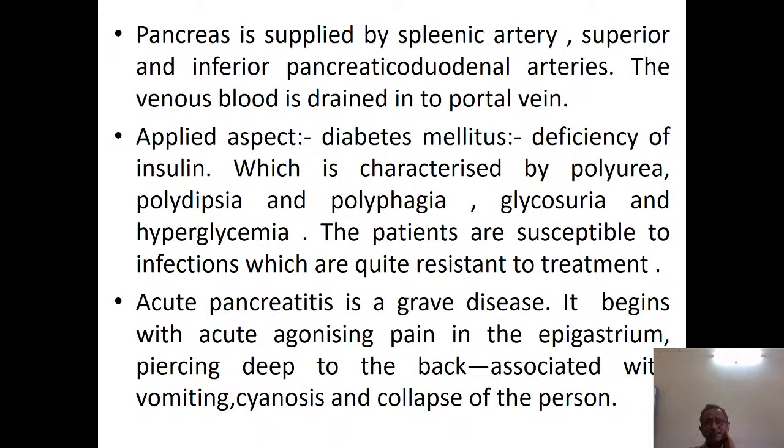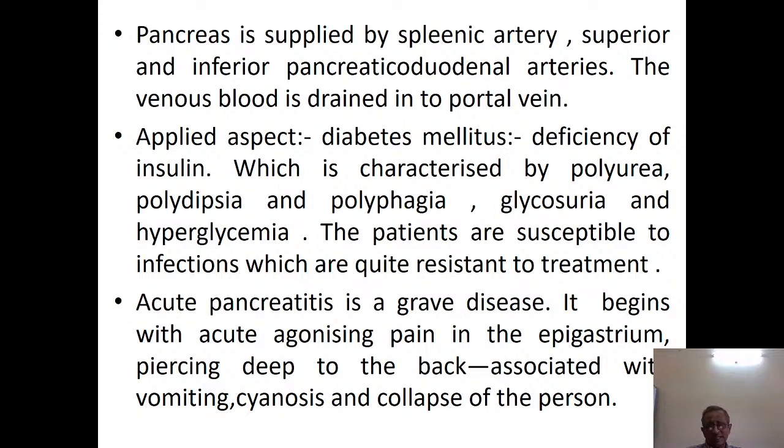The pancreas is supplied by the splenic artery and the superior and inferior pancreaticoduodenal arteries. The venous blood drains into the portal vein.